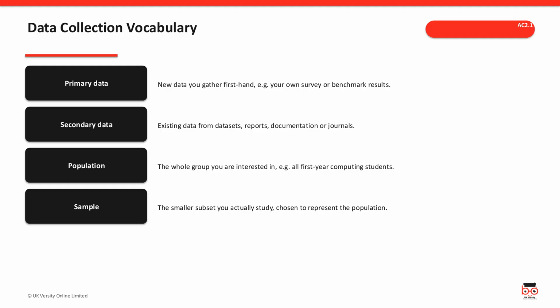A few pieces of vocabulary will keep everything clear. Primary data is new data you gather firsthand, like your own survey or benchmark results, while secondary data comes from existing datasets, reports, or journals. The population is the whole group you care about, say all first-year computing students, and the sample is the smaller subset you actually study, chosen to represent that population. Getting these terms straight makes your methodology much easier to write.